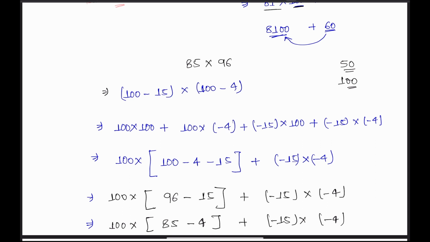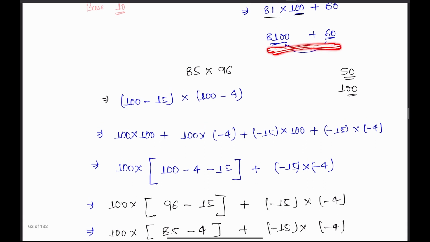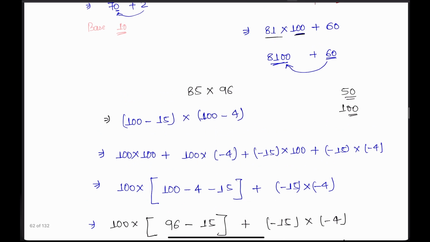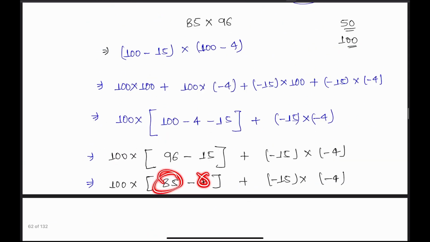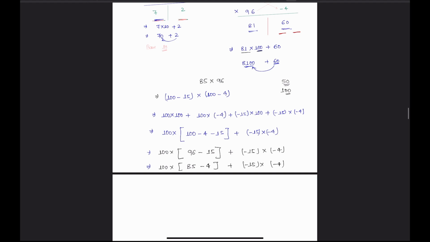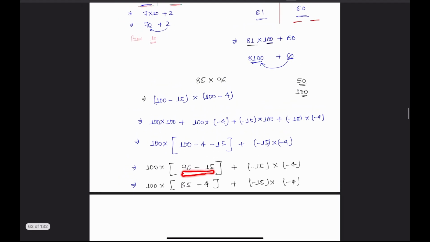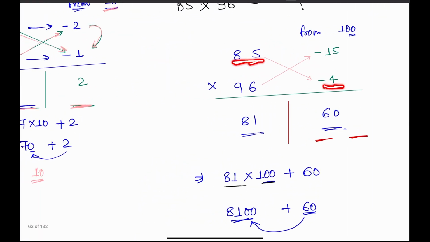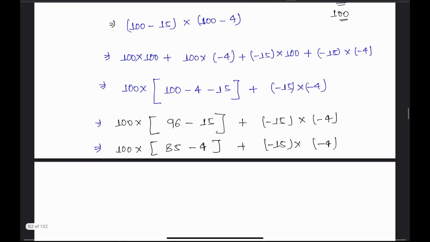See, this is the form in which we find our answer, 8100 plus 60. Can you just see, minus 15 into minus 4 is what? That is 60 plus, which we are doing 60 plus. And what is happening over here? Either you do 95 minus 15, eventually you will get 81, or you do 85 minus 4, eventually you will get 81. And if you look nicely at this equation, 95 minus 15 or 85 minus 4, is it not the same? 85 minus 4, 96 minus 15. It's the same thing. It will be the same thing as we are doing over here.